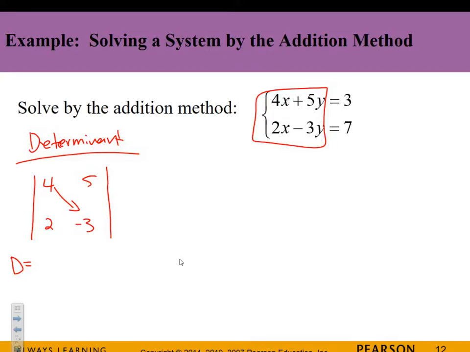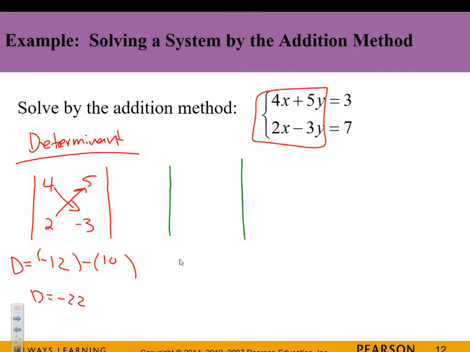What's that product? It's negative 12. And I'm going to take away 2 times 5, which is 10. So what's negative 12 minus 10? Negative 22. Okay, we'll leave that there for now. I'm going to change this real quick. I want to make another matrix here.